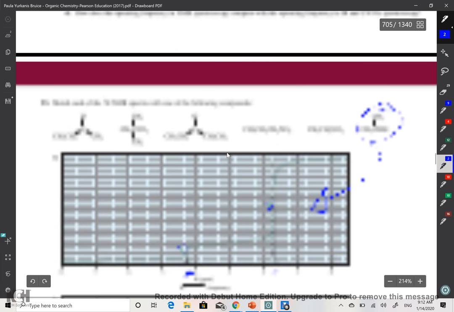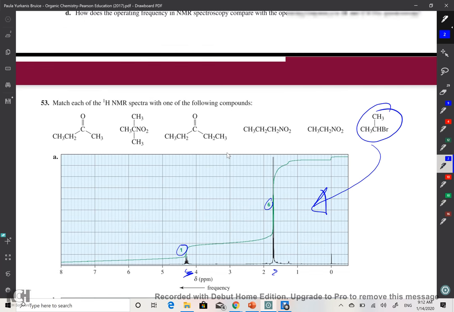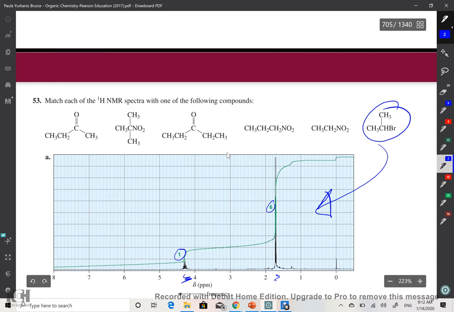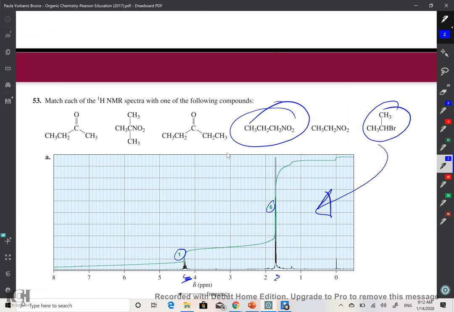So let's go back here. Which one can that be? Does that make sense? It will most likely be this one. You see that? CH2, CH2, CH3. Is that okay? Based on what we've done, see how knowledgeable you guys are already in NMR? That's how much you already know.